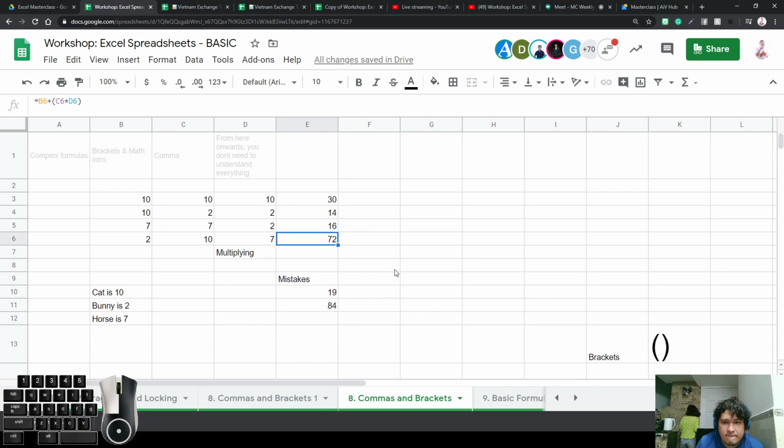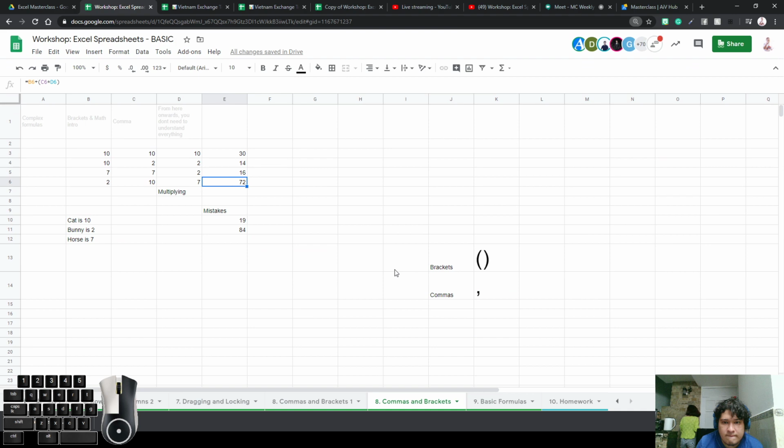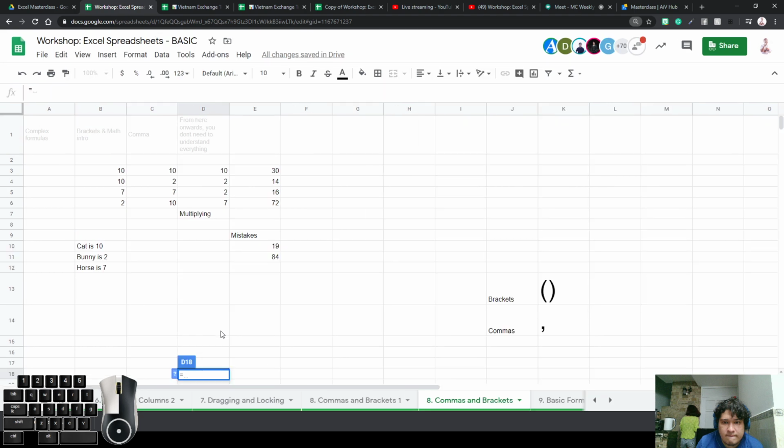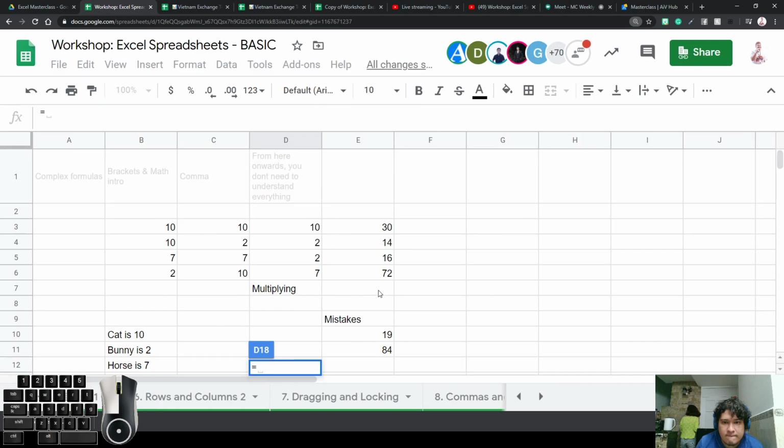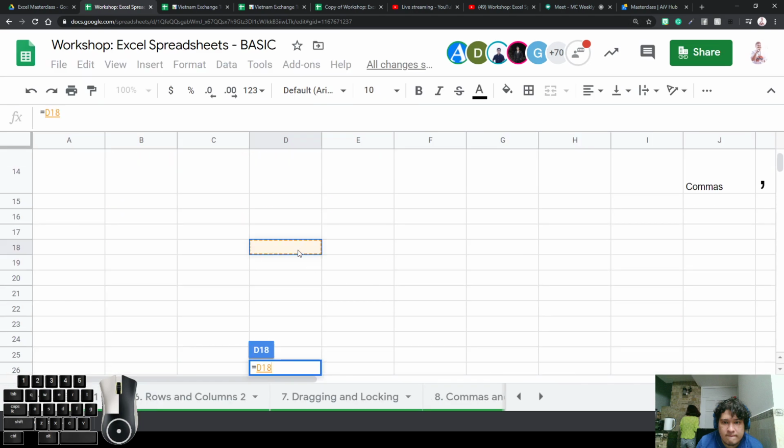And the reason why I did this challenge was exactly to introduce the importance of the brackets. So for example, you have a formula. Let me zoom in more. Let's use a very simple formula. I want to sum 24 plus 55.